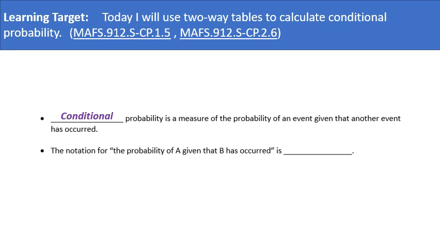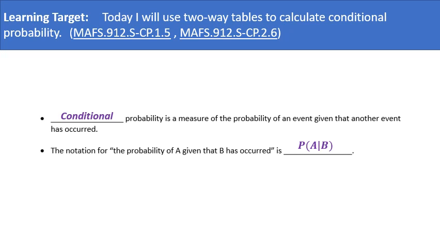Okay, so there's a particular notation that we use for this type of conditional probability, and when you see it, you have to know that's what it means. Here's the notation. P, capital P for probability, with parentheses, A, and then a vertical line, and then B. That is the notation for the probability of A given that B has occurred. The probability of A given that B has occurred.